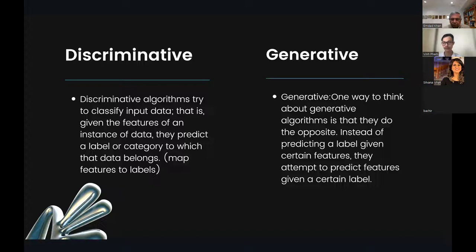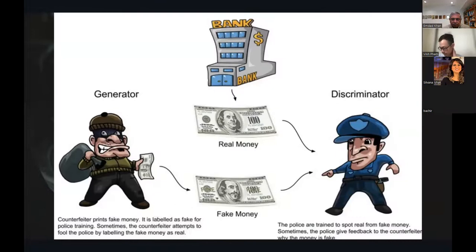Yeah, okay. So the generative model does the opposite of the discriminative one. Instead of creating a label or doing prediction, it attempts to generate some features of a certain category or label. Here's a kind of story of a bank robber who generates fake money by using the features real money has, and the discriminator, who is the police, uses trained real data to discriminate which is the real money and which is the fake money.